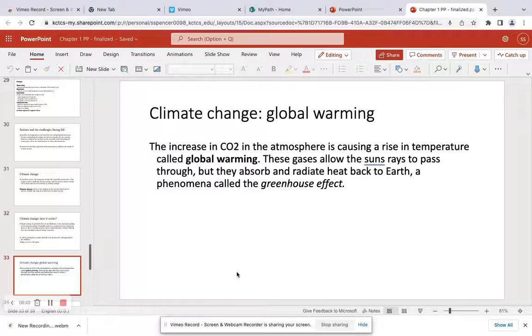Like I said previously, this increase in carbon dioxide in the atmosphere is causing a rise in the temperature, called global warming. Again, more important to know the definition than anything else. These gases allow the sun's rays to pass through, but they absorb and radiate heat back to the earth, a phenomenon known as the greenhouse effect. So again, knowing the greenhouse effect, knowing global warming, knowing climate change, all important concepts.